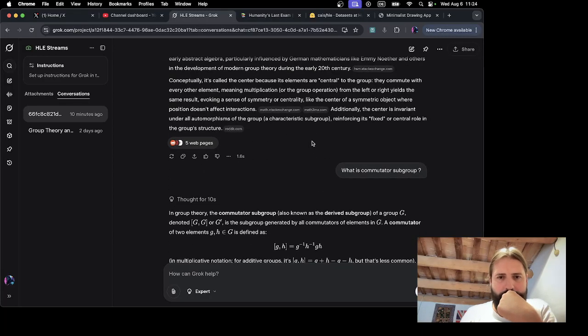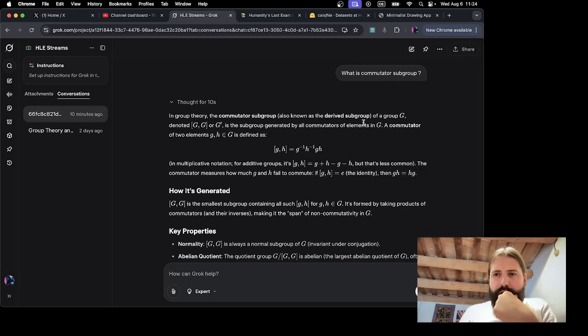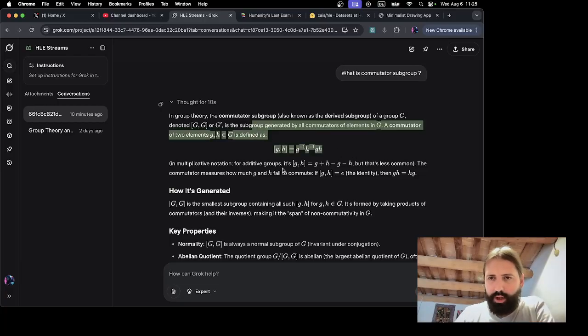What is a derived group? The derived group of G is the subgroup generated by all commutator elements in G. A commutator of two elements is defined as... No, okay, that's another can of worms.